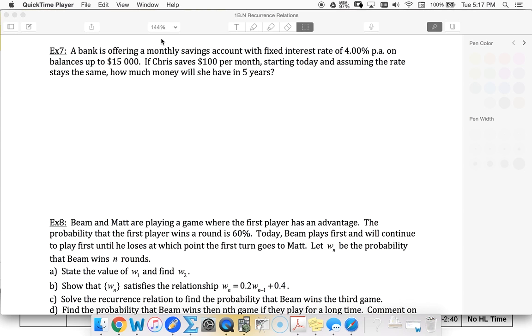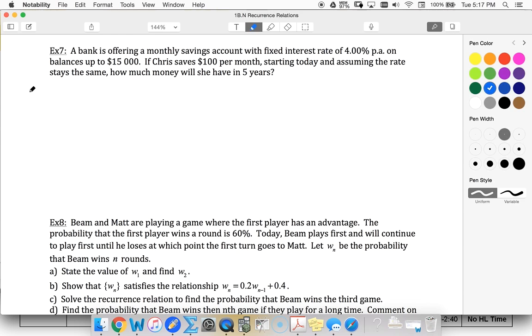One of the parts that I find interesting about this problem is the 4% interest rate. So this is a per annum rate. And what I've always seen is that the monthly interest rate then would be 4% divided by 12.